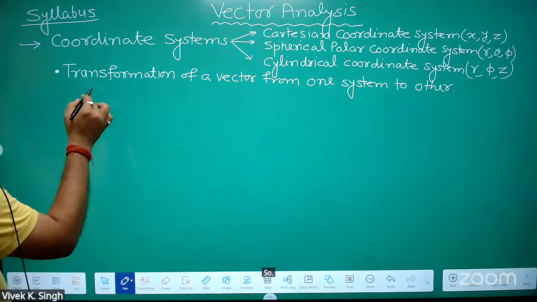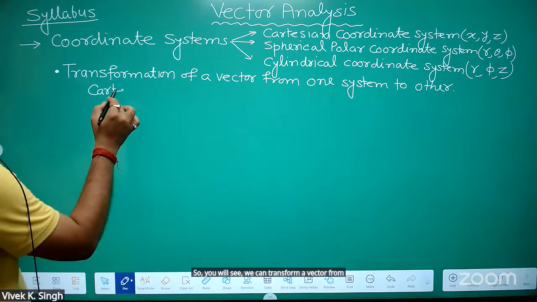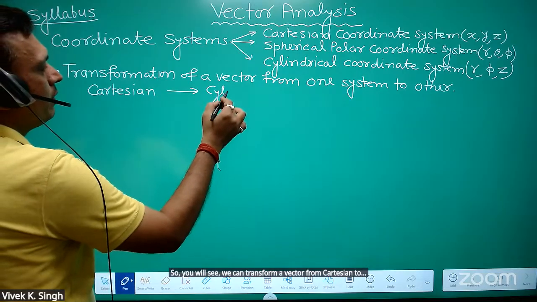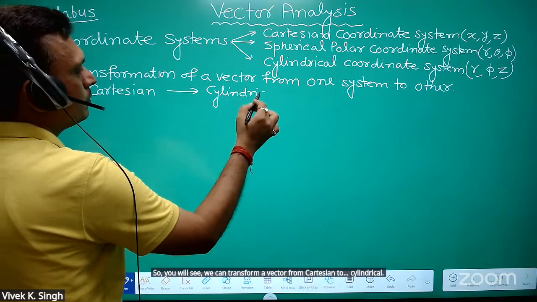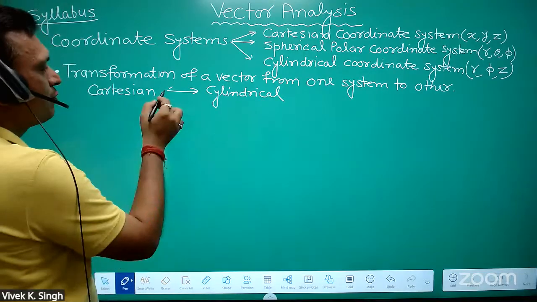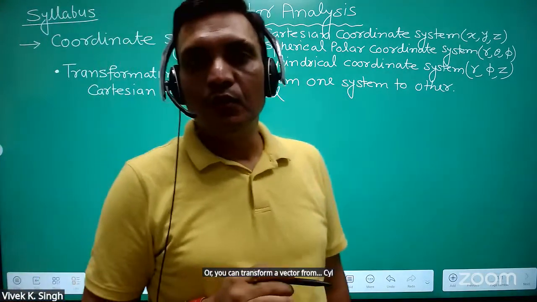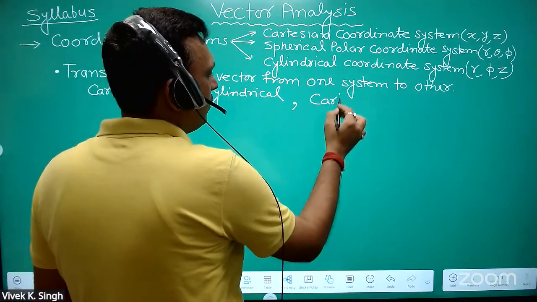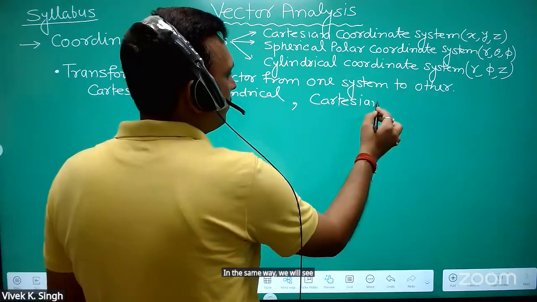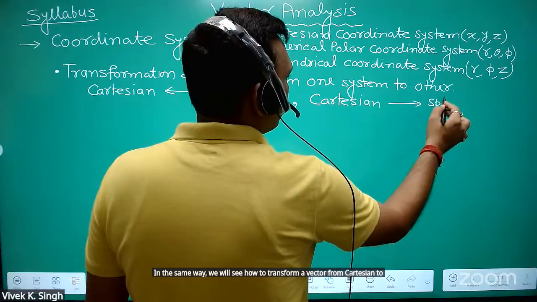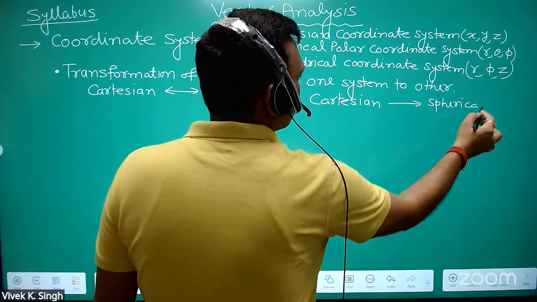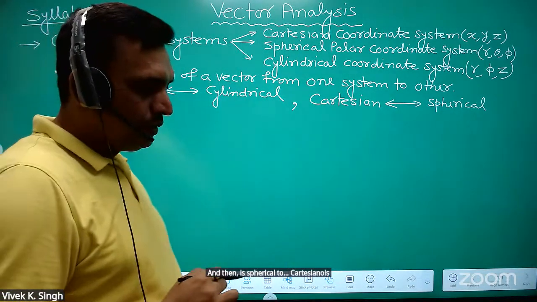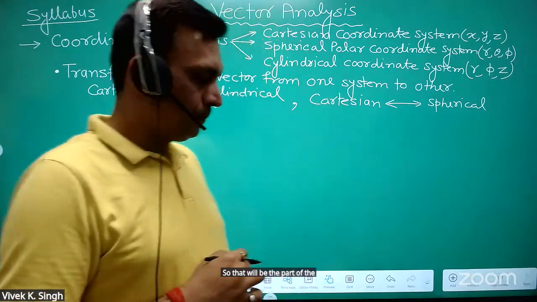You will see we can transform a vector from Cartesian to cylindrical, or you can transform a vector from cylindrical to Cartesian. That is both ways. In the same way, we will see how to transform a vector from Cartesian to spherical, and then spherical to Cartesian also. So that will be the part of the coordinate system. Clear?